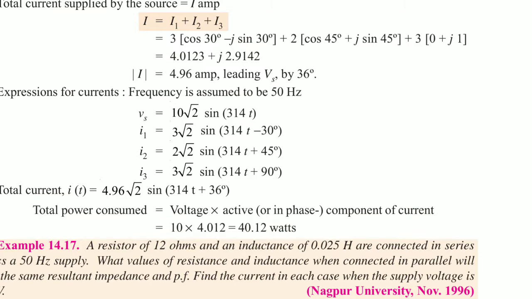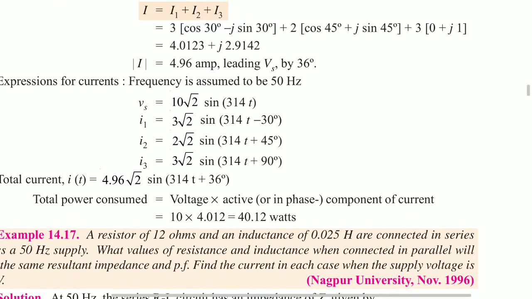The maximum voltage is equal to root 2 times the RMS value of voltage. So here, substituting, Vs is equal to Vm sin omega t, that is, Vs is equal to 10 root 2 sin 314 t. Similarly, I1 is equal to 3 root 2 sin of omega t minus 30 degrees.